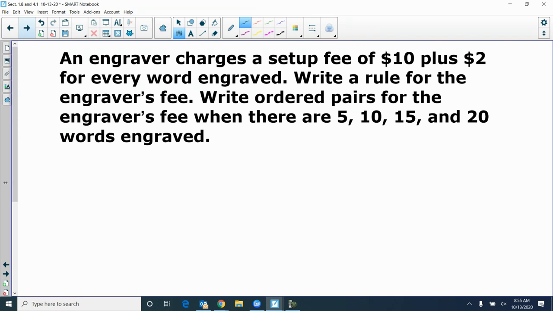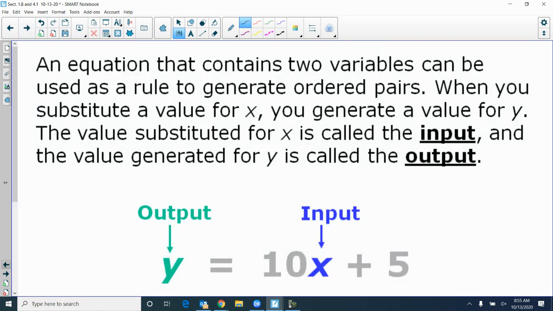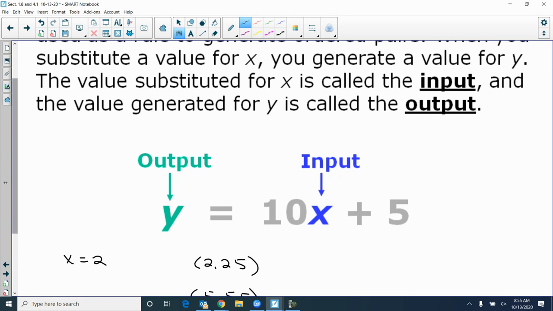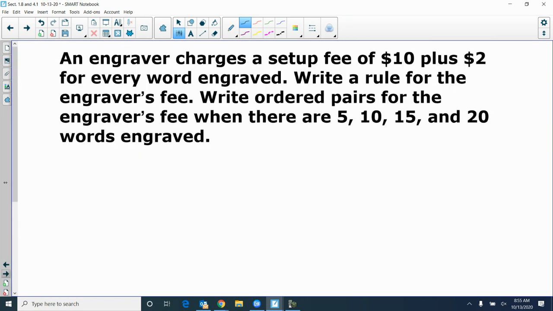No, he's going to charge per word. They just want you to plug in those numbers, but we have to come up with an equation first, an equation like we just had on the previous slide. Connor? 10 plus 2x. But that's an expression, not an equation, so we have to throw an equals in there. She says y equals 2w plus 10. Okay, and the w stands for what? Every word. The 10 stands for the setup amount.